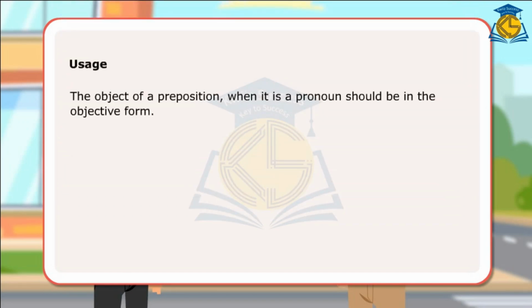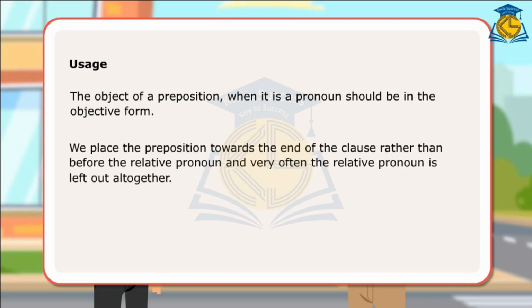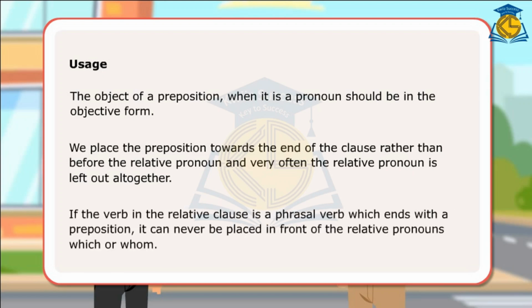Usage. The object of a preposition, when it is a pronoun, should be in the objective form. We place the preposition towards the end of the clause rather than before the relative pronoun, and very often the relative pronoun is left out altogether. If the verb in the relative clause is a phrasal verb which ends with a preposition, it can never be placed in front of the relative pronouns which or whom.